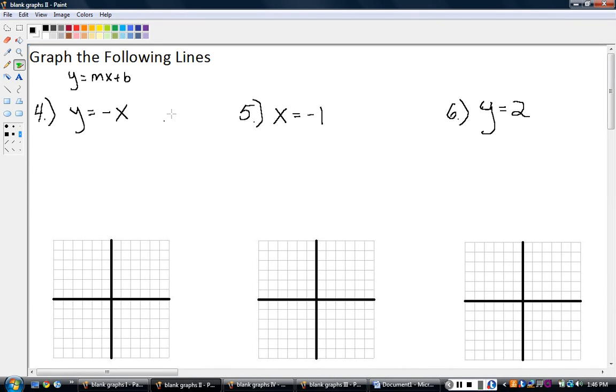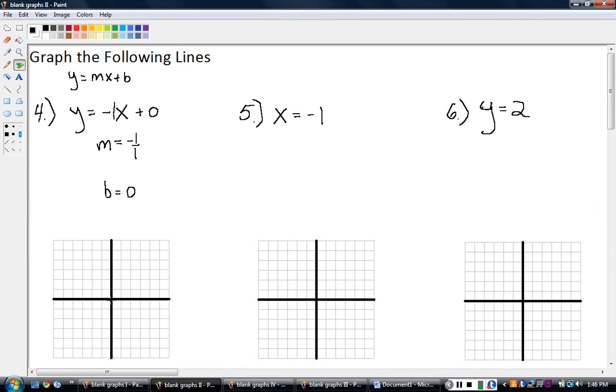There's no b here, so you can kind of think of it as plus 0. That'll give you a starting point. And the slope here, it just says negative x. Remember, there's always a 1 in front of there if you want. So I can write the slope as negative 1. I'm going to make that a fraction just to make it easier. And then the b value, of course, is 0. So now it's just like the previous two examples from the last video.